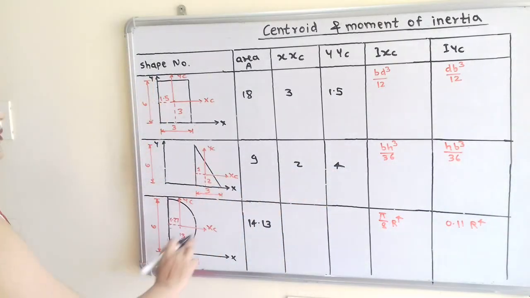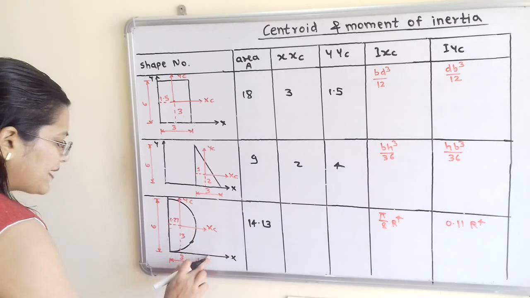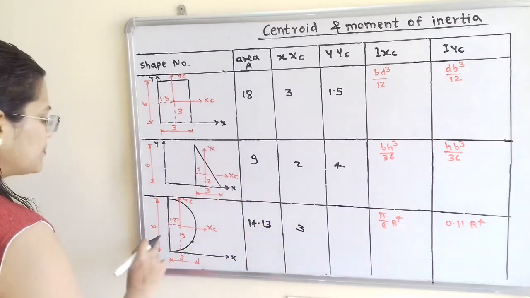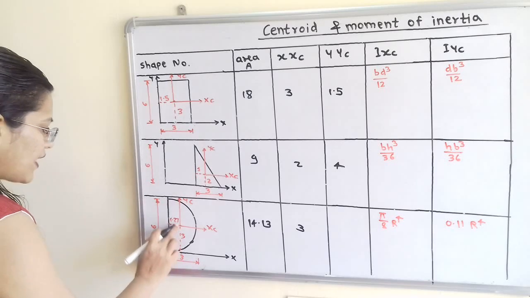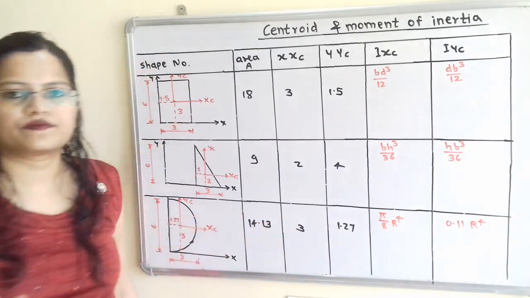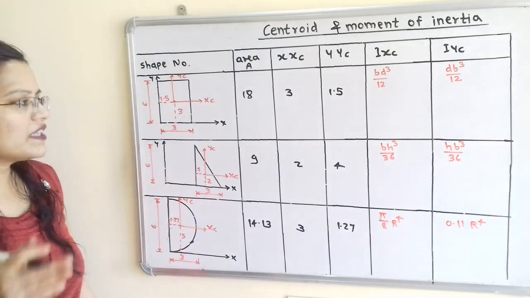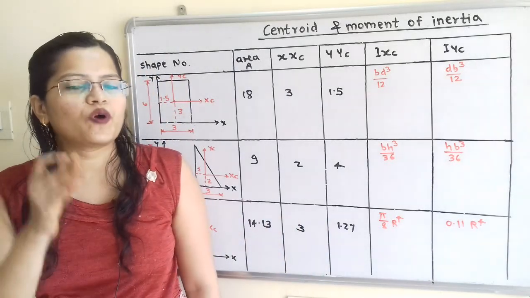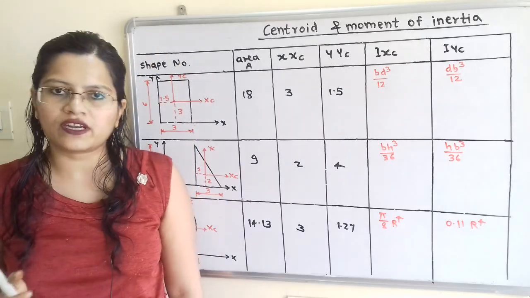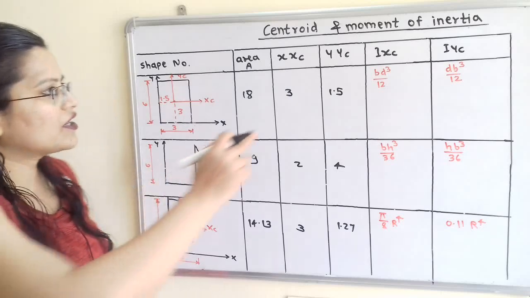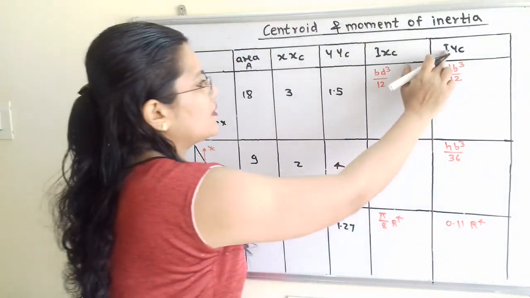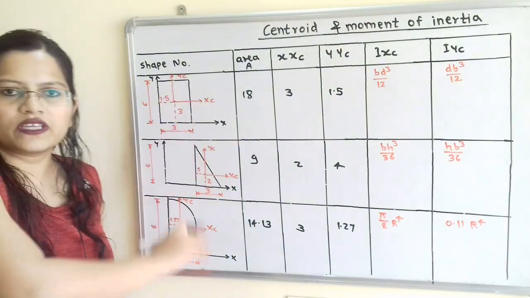Then for the semicircle, the distance between x and xc, this vertical distance, is 3, and the distance between the y-axis and yc is 1.27. Now in the last video we have seen the moment of inertia for each shape along the centroidal axis. So we will write here the moment of inertia about xc and about yc for each shape.